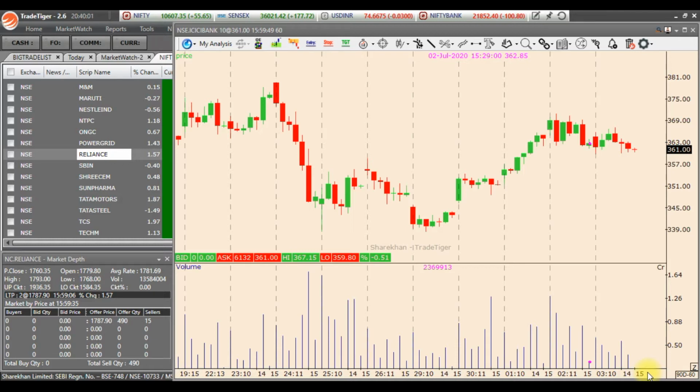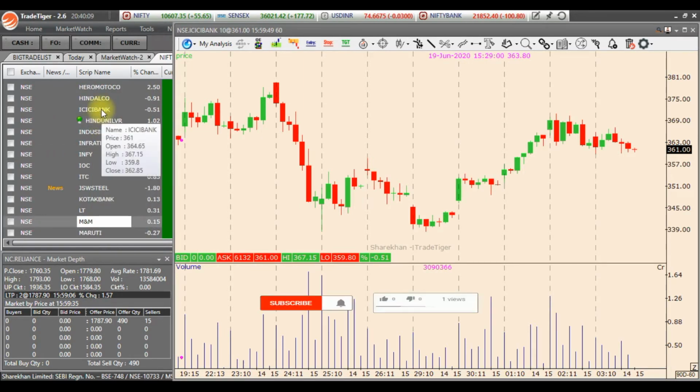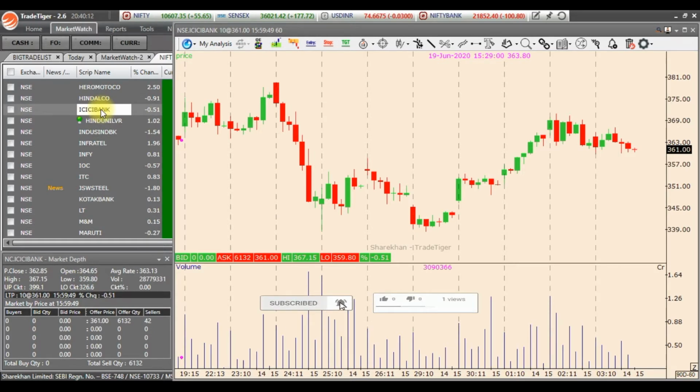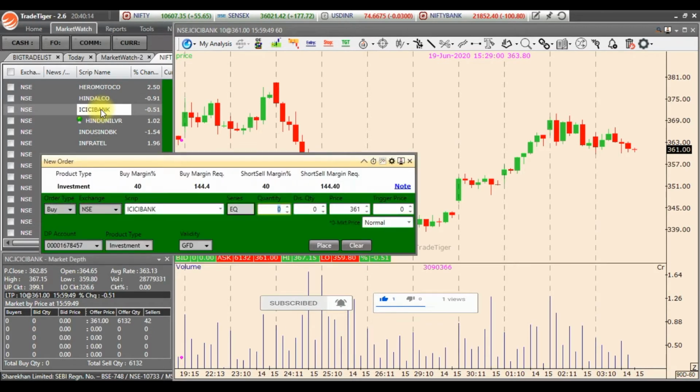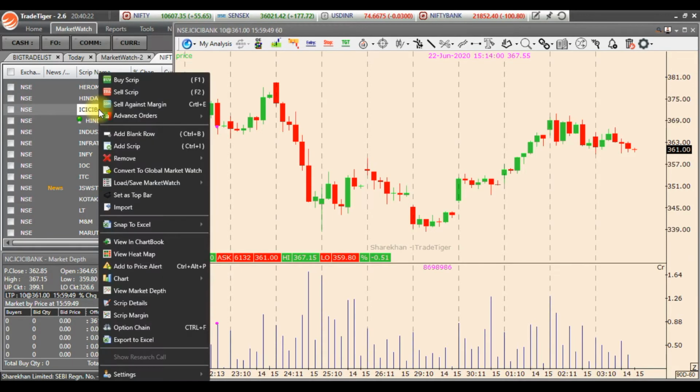One, directly from the market watch list, you just select your preferred stock and then press hotkey F1 for buying, F2 for selling. The second option is from the mouse click. You just left click the mouse and then select buy or sell.